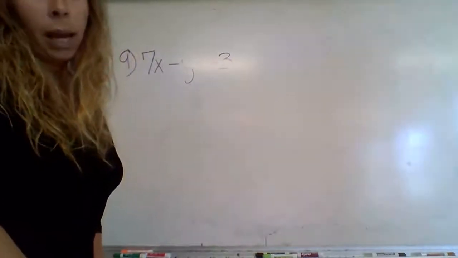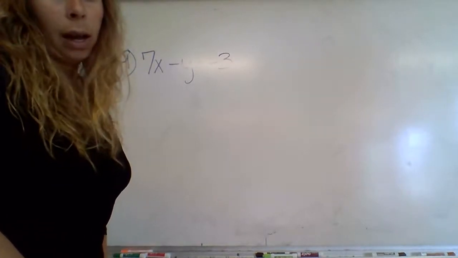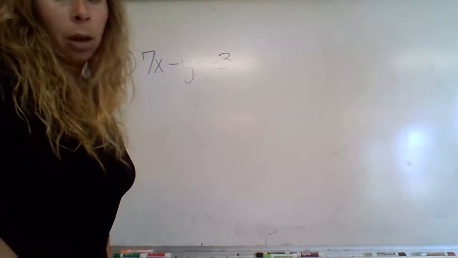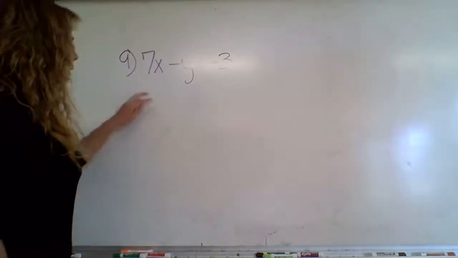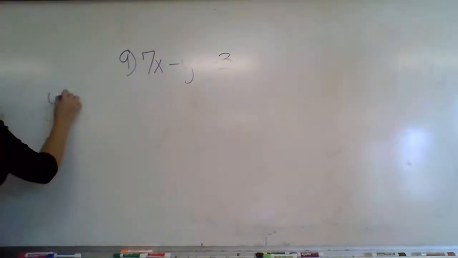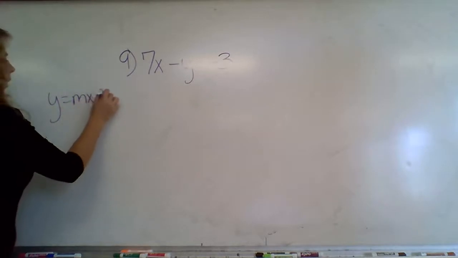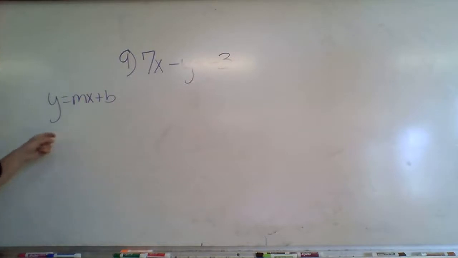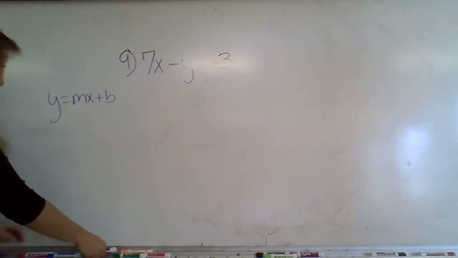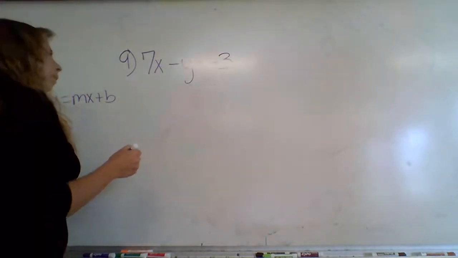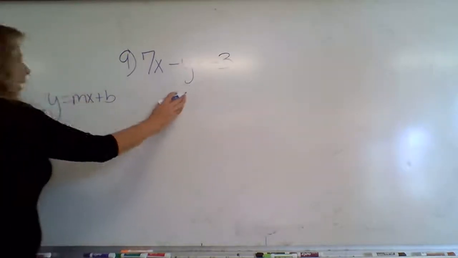Okay, now moving on. For 9 through 12, I gave you an example on the homework, but you're writing them in slope-intercept form. So they're given to you like this. You're writing them in slope-intercept form, which is y equals mx plus b. I think one of the groups did this on the Jamboard today, where they changed them into this form. So we want this to be y equals. We want the y by itself.